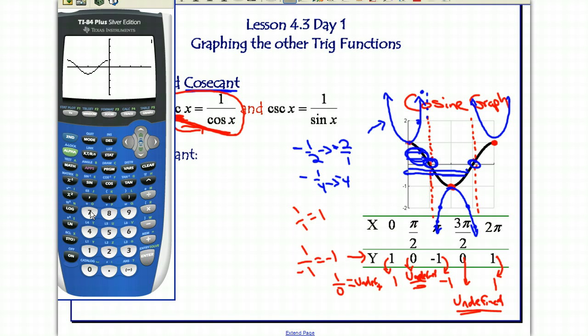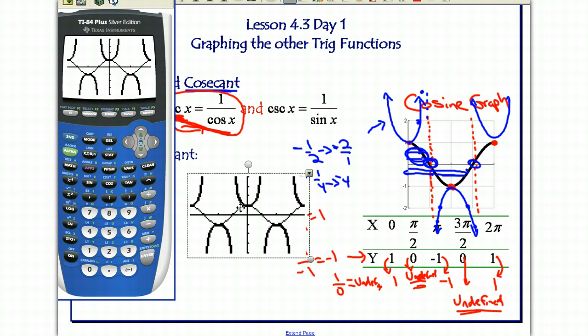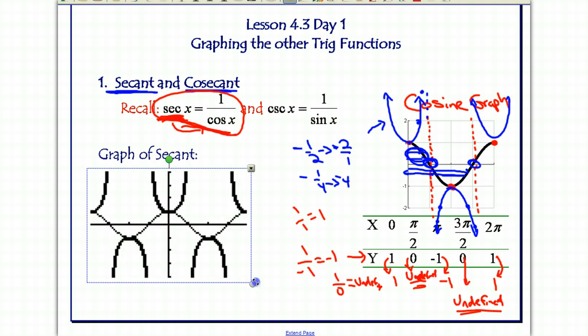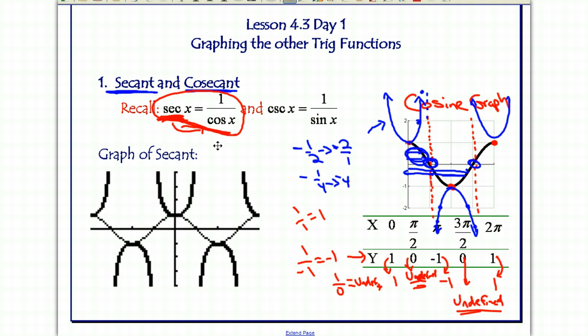And here comes our cosine graph. That looks right. And then look at these loops coming off the top and the bottom of our cosine graph. That's our secant graph. So let me just save that here so we've got it. And just for the emphasis, what is our answer going to be? It's these loops here, that loop coming off the top and the bottom. That is our secant graph.